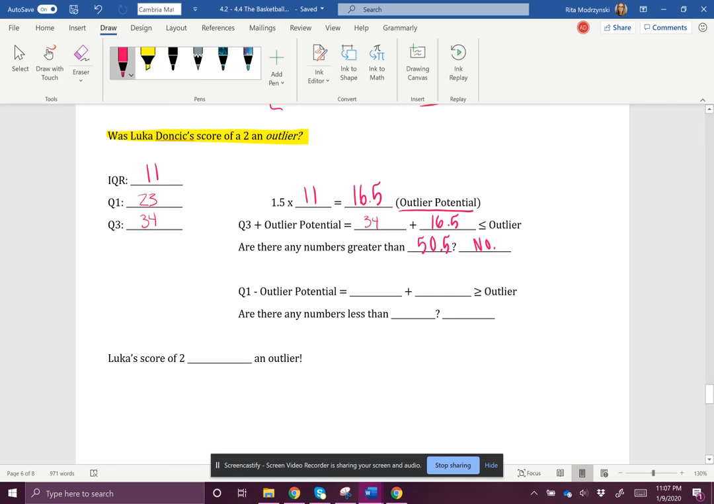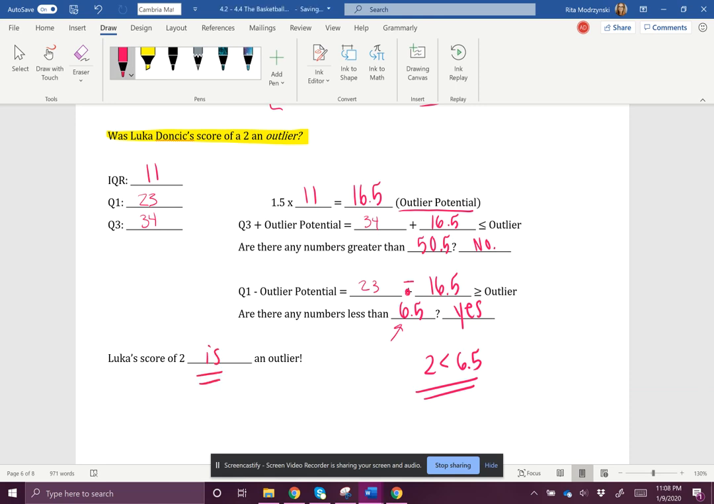So let's find out. We're also going to take our Q1, which in this case was 23, and that should actually be a subtraction sign. That's my error. And we're going to subtract our outlier potential again of 16.5. So on your calculator, if you do 23 minus 16.5, you get 6.5. So are there any numbers less than 6.5? Yes, there are. 2 is less than 6.5, his score of 2. So since that score is less than 6.5, that indicates that the 2 is an outlier. Luca's score of 2 is an outlier.